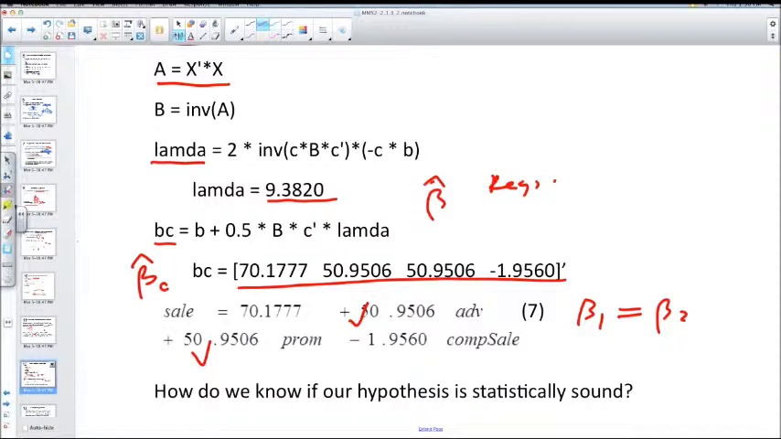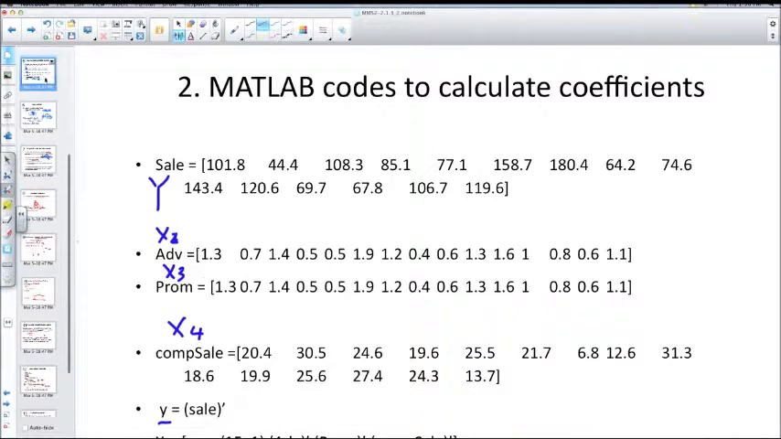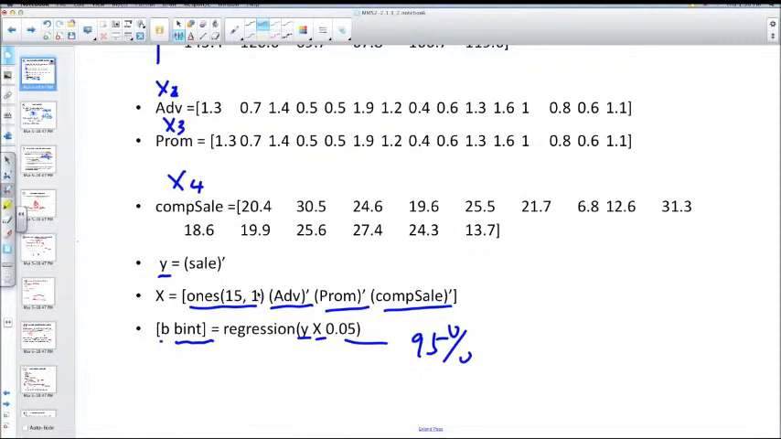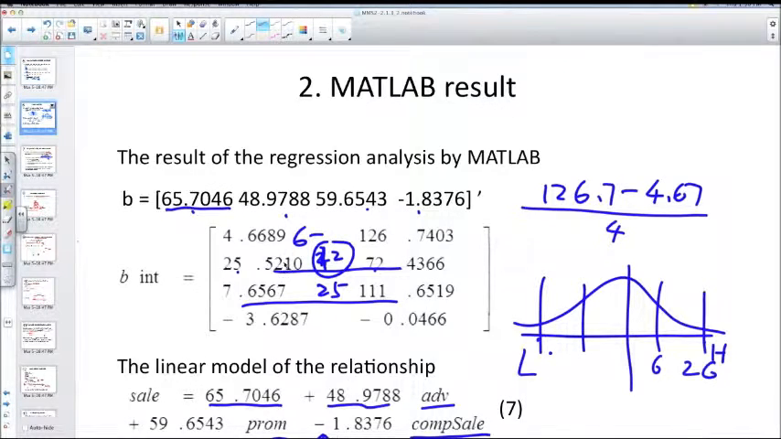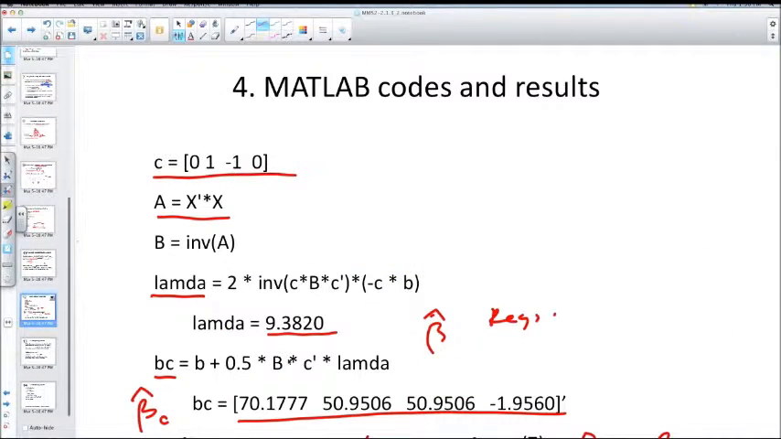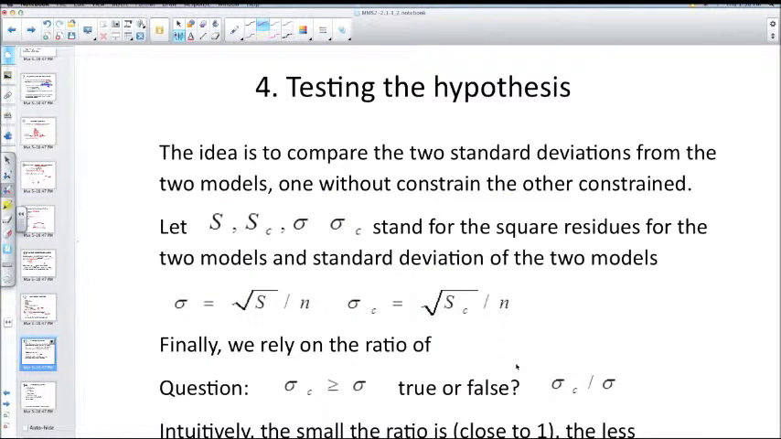So compared to the previous one, let me see where our previous one is. Not yet. Okay, here you go. This is the previous one. That's 48, 49, and now becomes 50. And this is 59, now becomes 50. And this is 65, becomes 70. Well, of course, mathematically, that's different. But statistically, are they really different? Then we need to look at the test of the hypothesis.